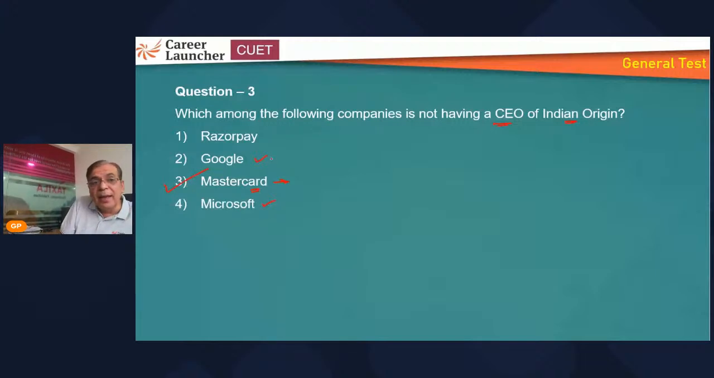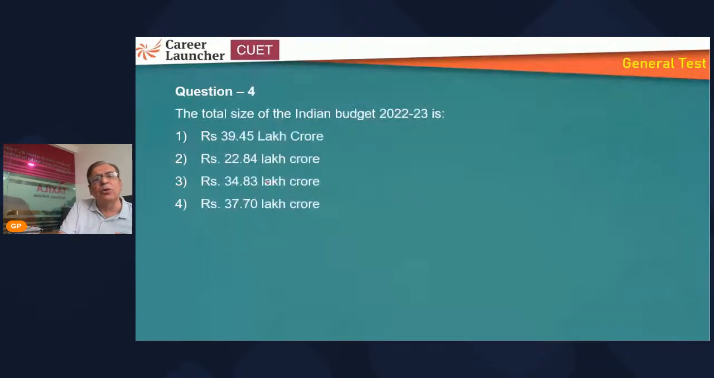Here, what I have done is, I don't know the answer for sure. It is a question mark. I've taken a small chance, but I'm reasonably sure this is correct, because I know after Ajay Banga, the new person was not an Indian. So I know I'm most likely going to be correct.